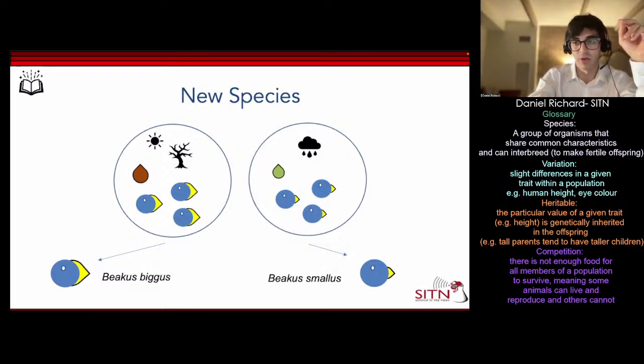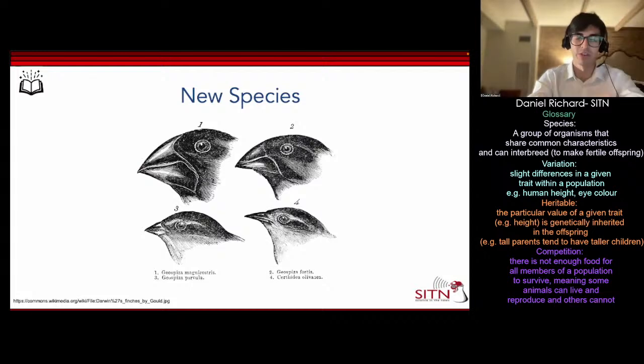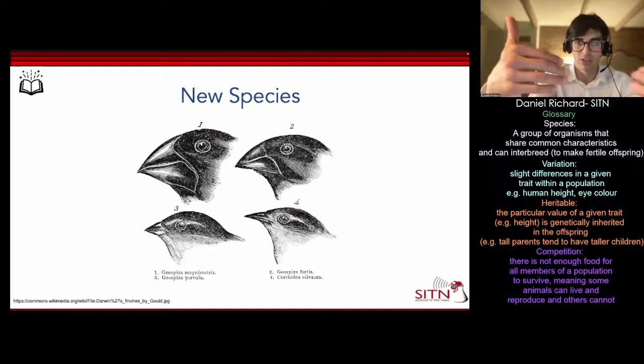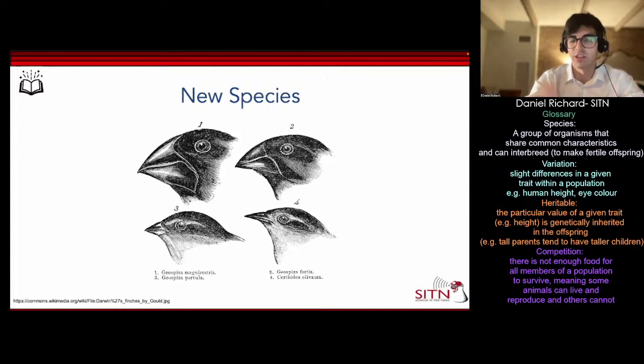This was something that Darwin actually characterized as he was going through the Galapagos and looking at all the different finches and all the variation in finch species, this idea that you could have one parent species of finches giving rise to a whole bunch of different species. This idea of descent with modification came about largely as a result of these observations of finch variation that he saw.